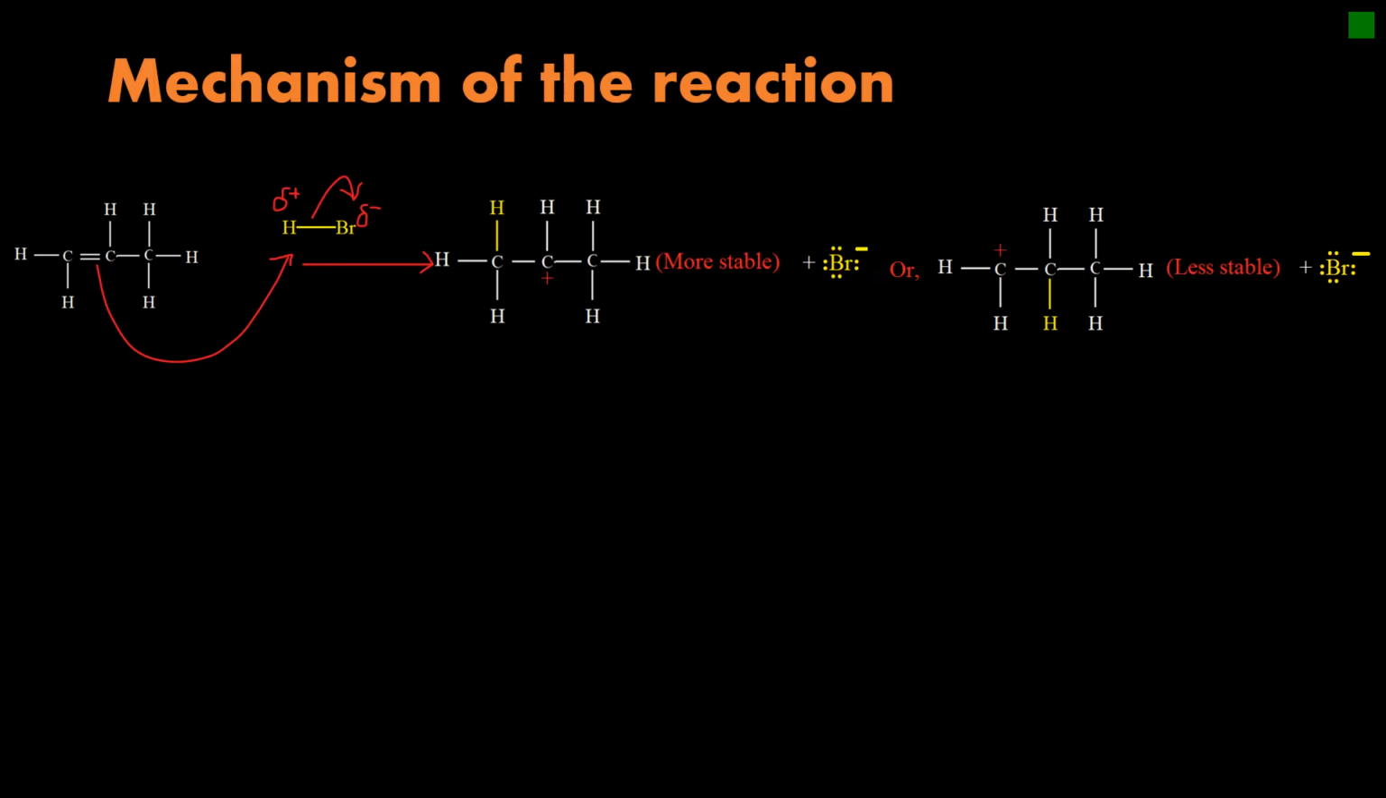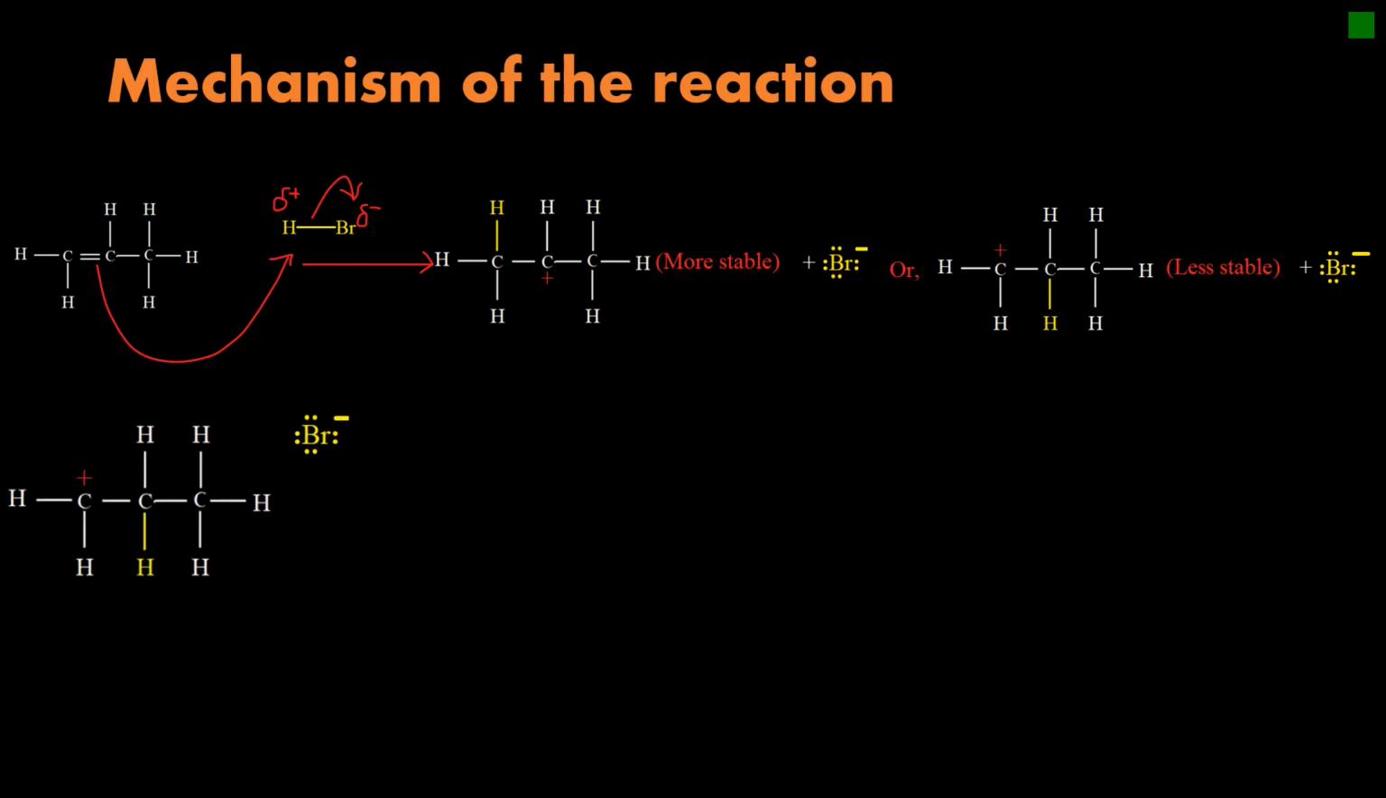If you remember well, the stability of carbocations is like this. Tertiary carbocations are more stable than secondary, which are more stable than primary. And here we have a secondary and a primary. Here, the secondary carbocation is more stable than the primary carbocation.